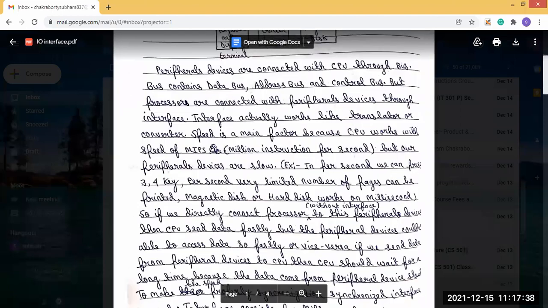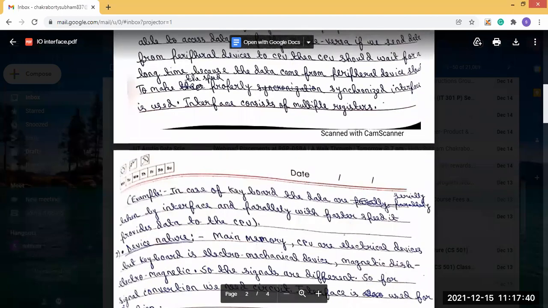So that's why the interface works like a synchronizer: the input is taken serially, and parallelly with faster speed it provides the data to the CPU to match the speed. Basically this is the main reason we use the interface concept. The interface is used basically for synchronization of speed. Other reasons are also present, but this is the main one.